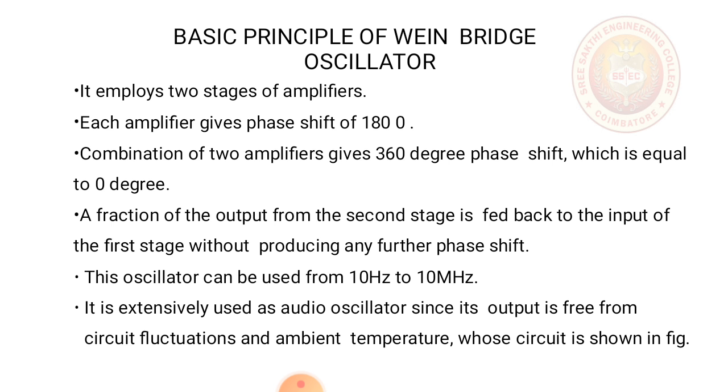Basic principles of Wien bridge oscillator. It employs two stages of amplifiers. Each stage gives a phase shift of 180 degrees. The combination of two amplifiers gives 360 degree phase shift, which is equal to 0 degrees. A fraction of the output from the second stage is fed back to the input of the first stage without producing any further phase shift.